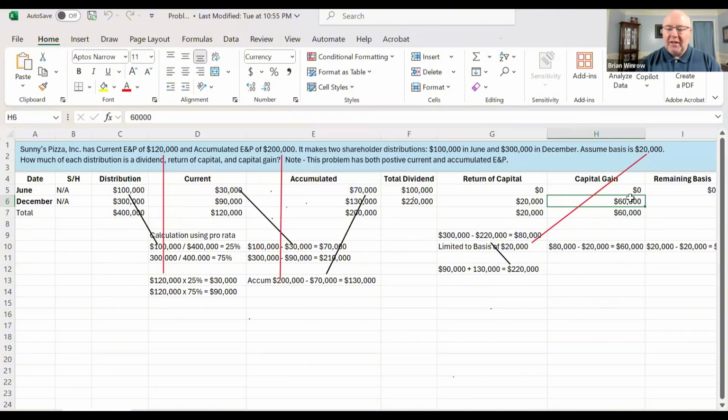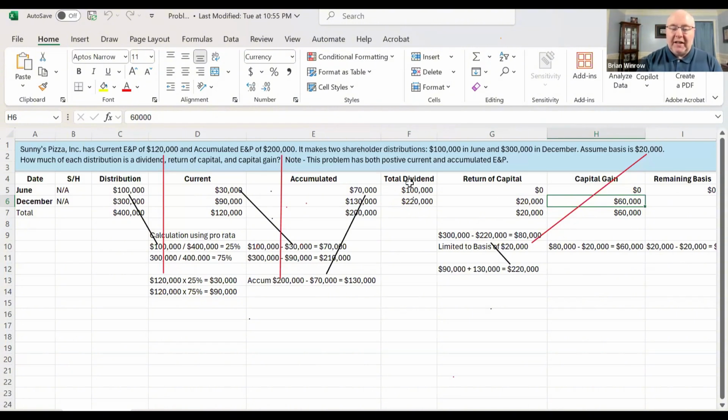And if we do 60 for return capital gain plus 20 for return of capital plus 220, that will equal your $300,000. So we handled it all. Okay. So we know we're going to be correct on that. So our answer here is going to be how much is going to be a dividend?